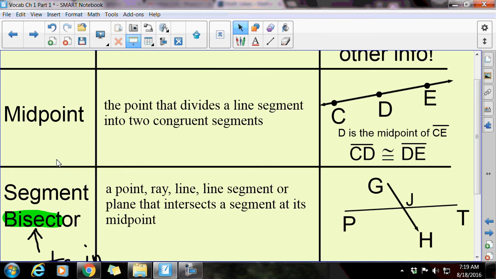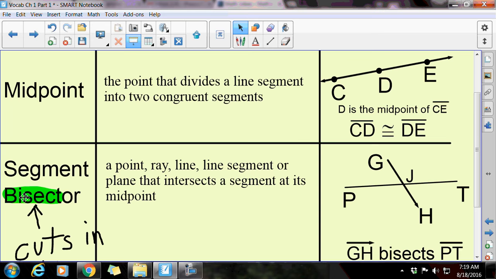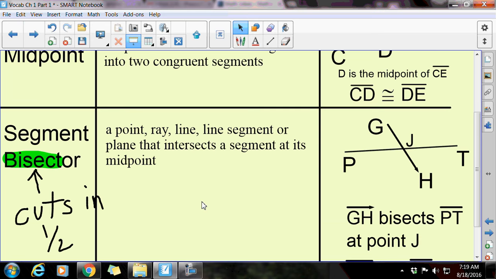Notice that we're putting it right under the word midpoint because midpoint cuts them in half. So a bisector will always create a midpoint on a line. So if you see midpoint, you've got to think half. Bisect, you've got to think half. Equal parts, equal sizes.